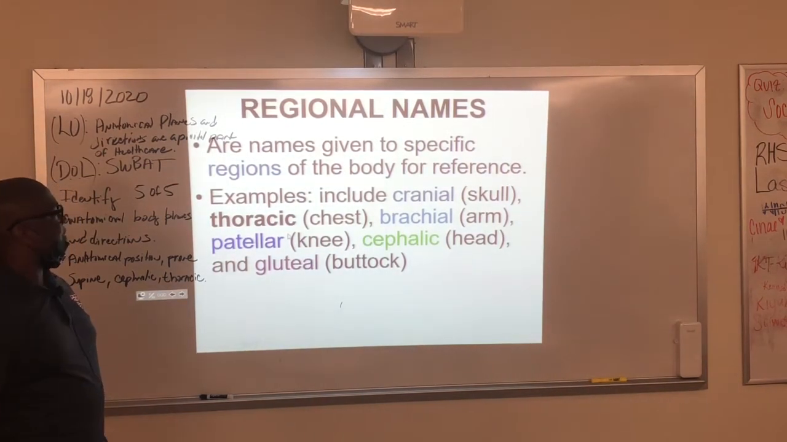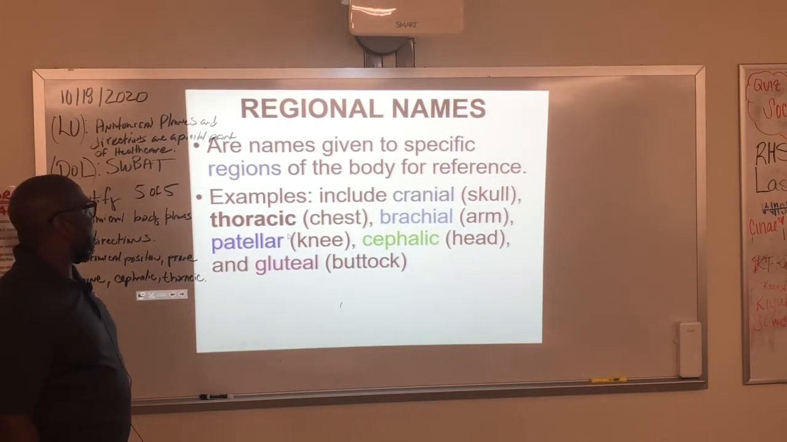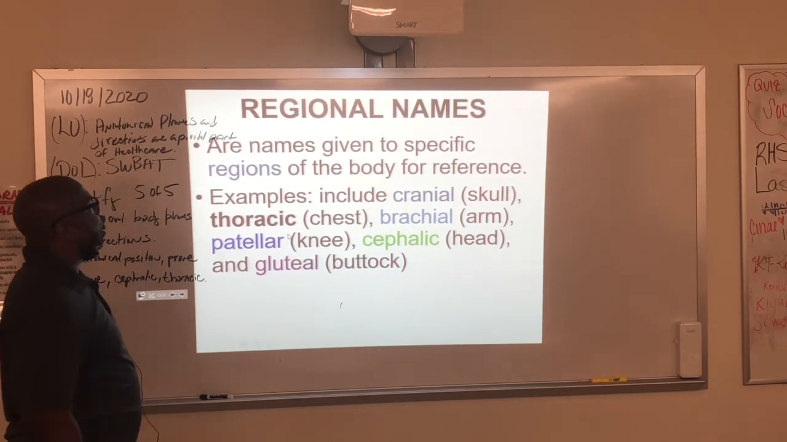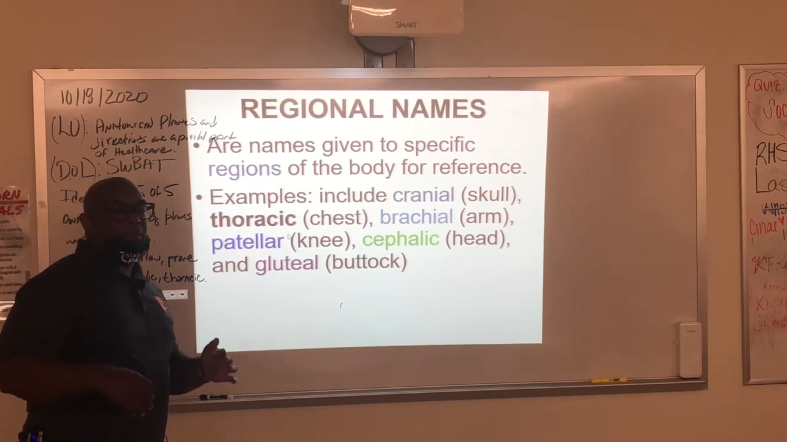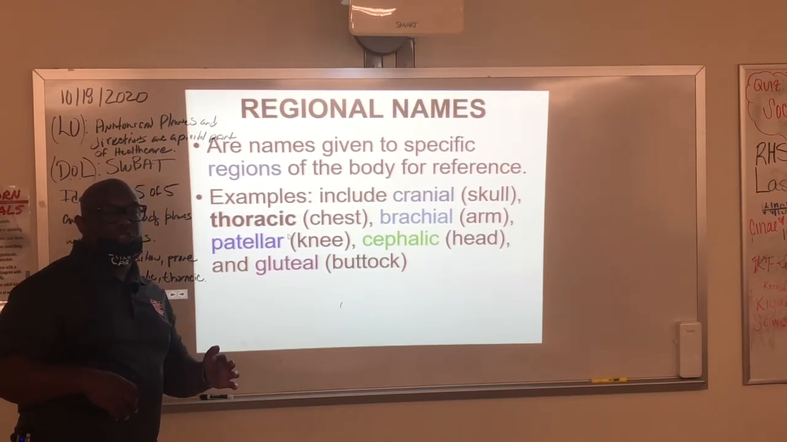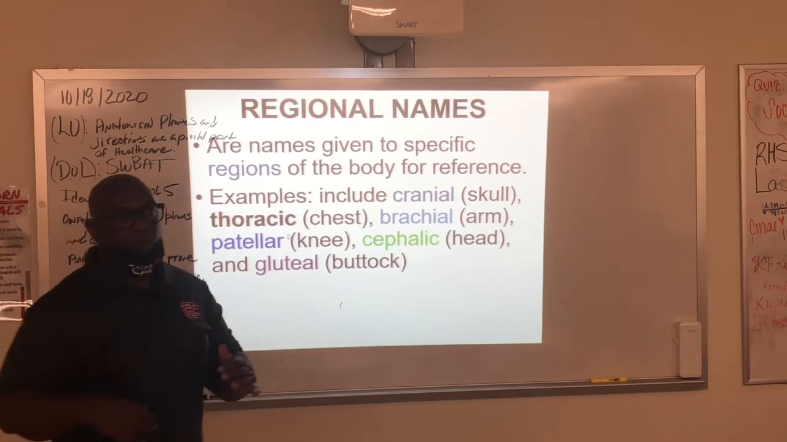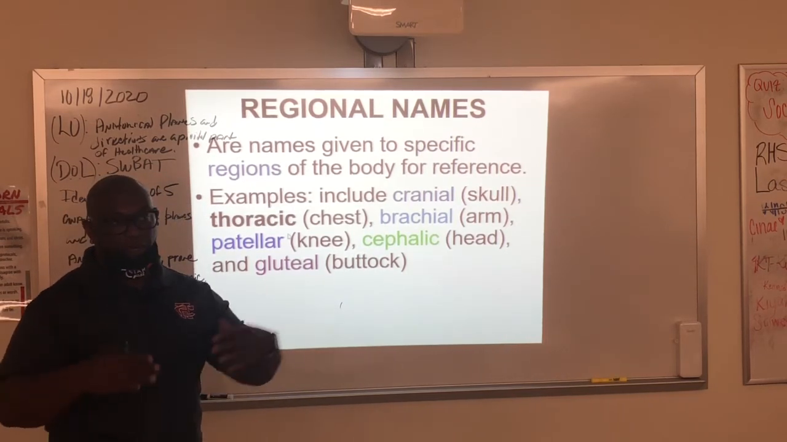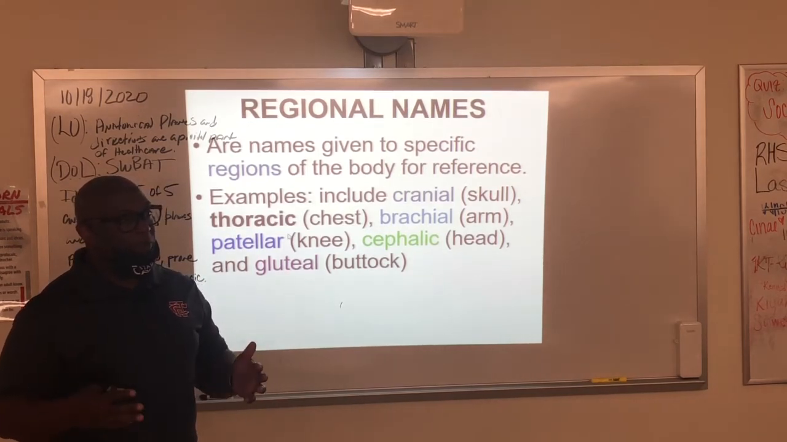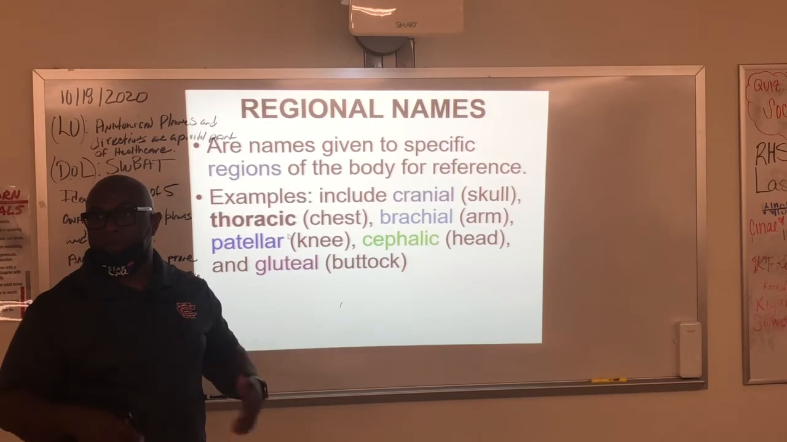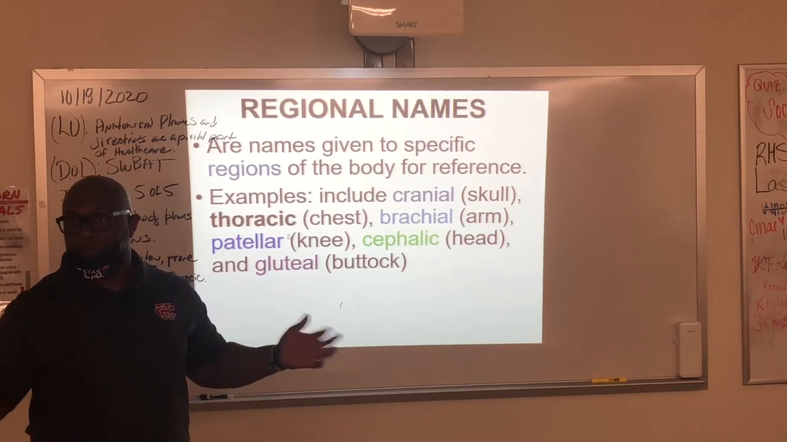Regional names are names given to specific regions of the body for reference. Anatomical terms are used as reference points so we don't have to talk so much, or get things mixed up. Just like you learned last week about military time. Why do we use military time versus standard time? So we don't get things mixed up.